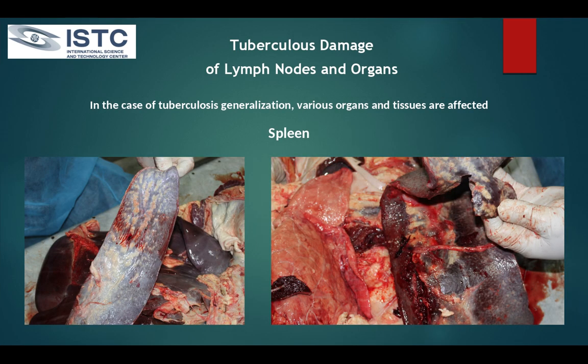The slide displays spleen lesions, with extensive caseous deposits and surface tuberculomas. In cases of tuberculosis infection, this organ is not typically characterized by deep tissue lesions. Instead, all changes are generally superficial. The serous membrane becomes inflamed, while the spleen itself is enlarged and hardened.